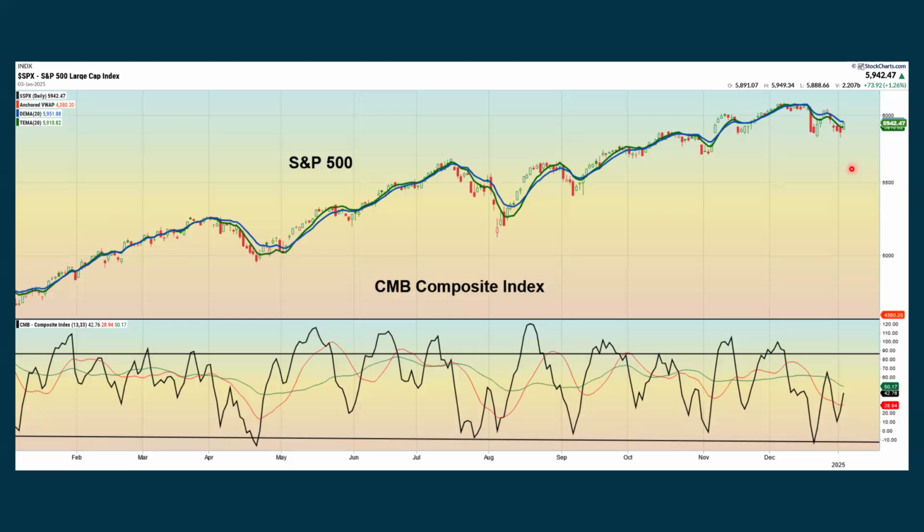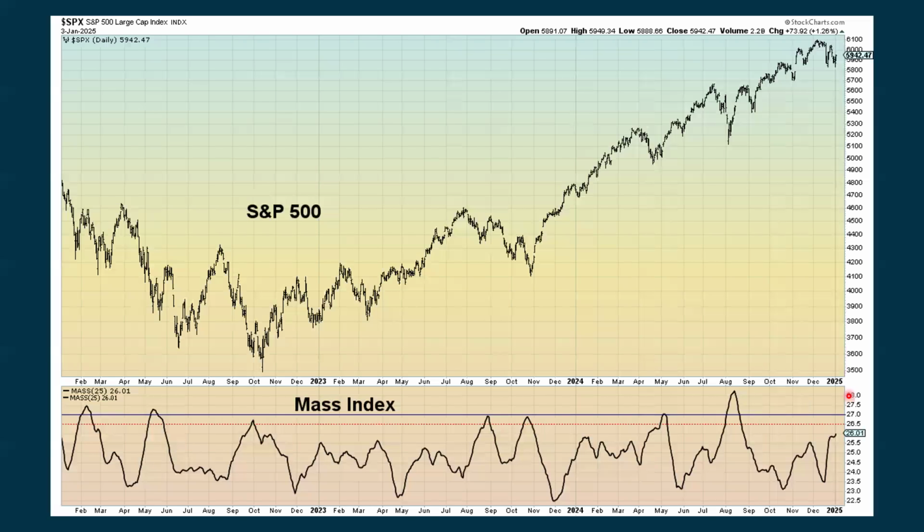Then there's another indicator that I use like an oscillator when we get above or below the black line. It's the CMB composite, and we're just about in the middle now. So it's not necessarily extreme either way. The mass index is not generating a signal right now. We are coming up a little bit, but when we really pay attention to this chart is if we go above the red dashed line and the blue line and then roll back over and start to come down. That could suggest that some kind of trend change is in order.